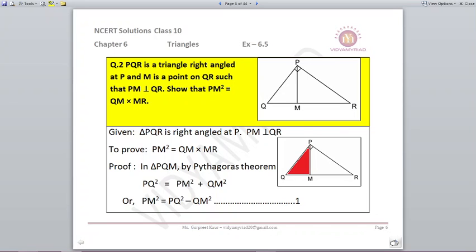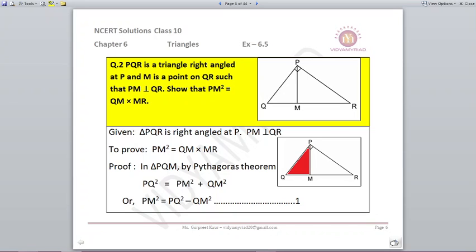Question number 2. PQR is a triangle right angled at P, and M is a point on QR such that PM is perpendicular to QR. Show that PM square is equal to QM into MR. Now what is given to us? PQR is a right angle triangle. So angle P is 90 degrees over here and PM is perpendicular to QR. We need to prove that PM square is equal to QM into MR.